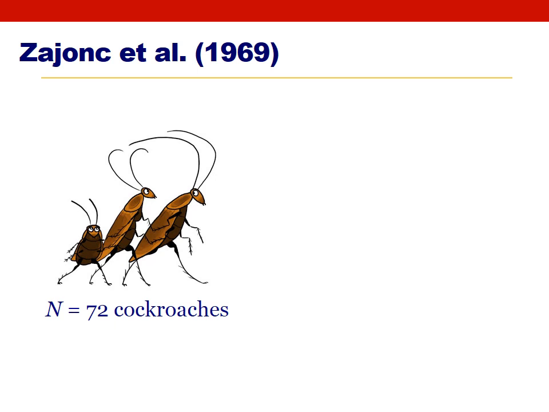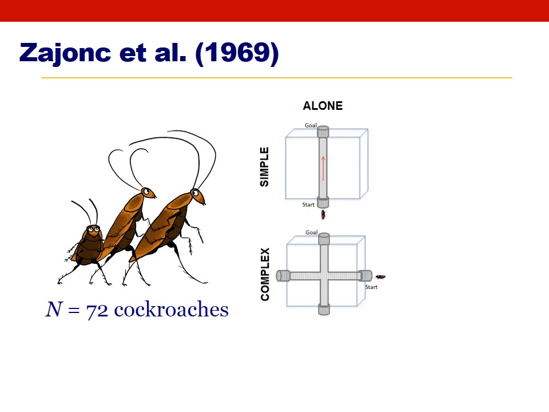And what he did is he built two different mazes for the cockroaches to run through. The first maze he called a simple maze, and it was just basically a straight line. So you put the cockroach in the maze, you shine a flashlight at the starting point, the cockroach runs away from the light, and he measured how quickly they were able to get out of the maze. That was our dependent variable.